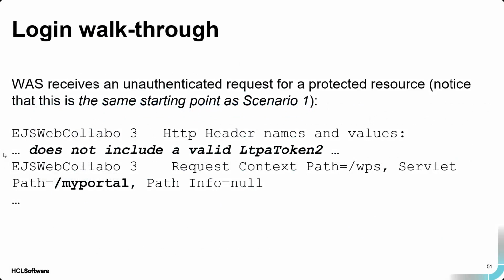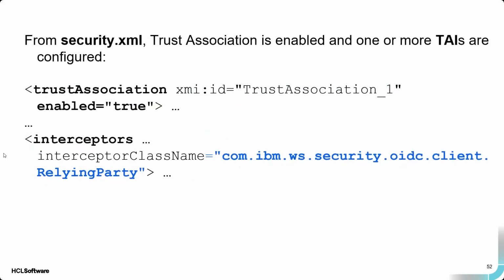So we're at the exact same starting point as we had from scenario one. A request comes in for the protected site. There's no LTPA token. What does WebSphere do? It says, well, I have a trust association set up. And in fact, we're using this specific trust association interceptor called the relying party.